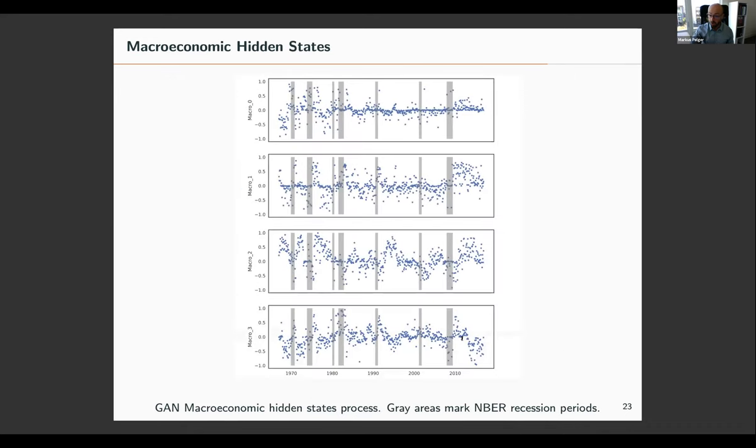We also talk about interpreting the macroeconomic states. In our model, there should be four economic states. Just to give you some high-level intuition, I'm showing here the time series of our economic states. The gray shaded areas are NBER recessions. If you look at the third macro state variable that we have, it will always spike downwards right after a recession, while the fourth one will spike upwards right after a recession. So they seem to be related to general economic activity.